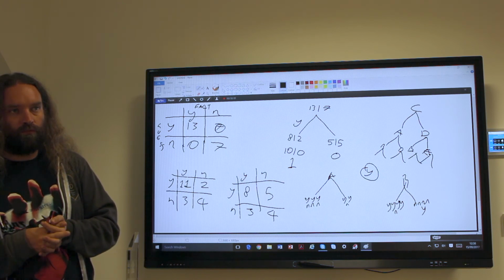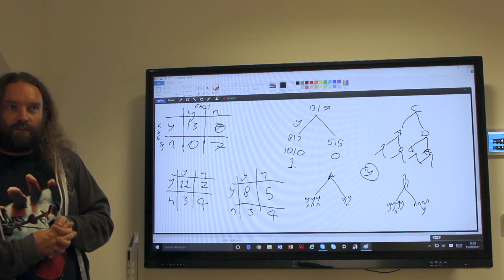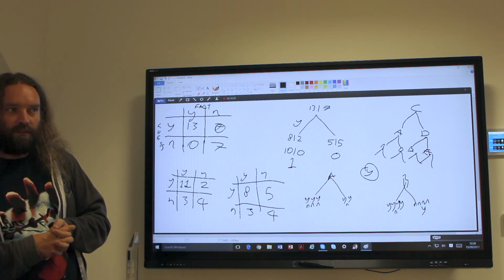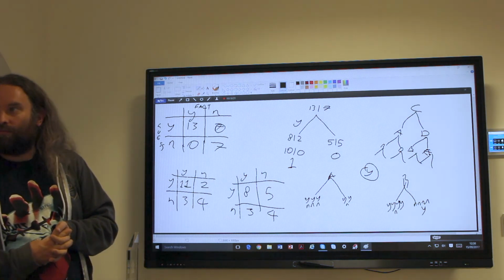So what's this approach called? Decision tree learning, isn't it? That's what it's called in the AI textbook. Alright, so this is 18.4. Or 18.3, depends which edition.